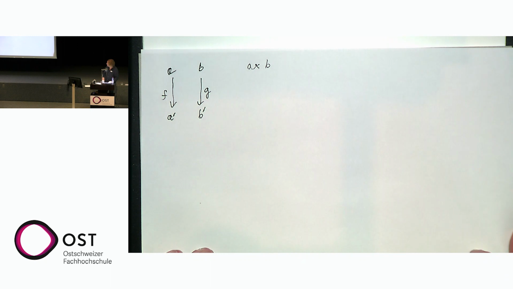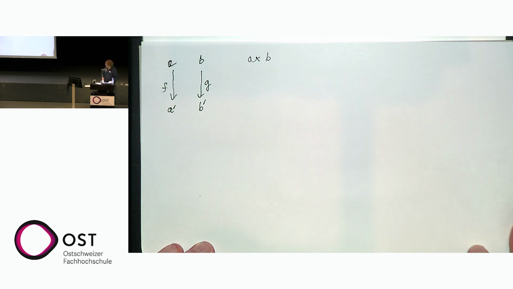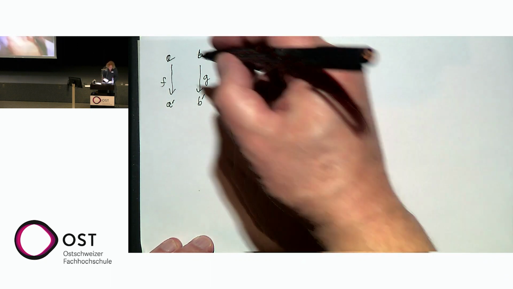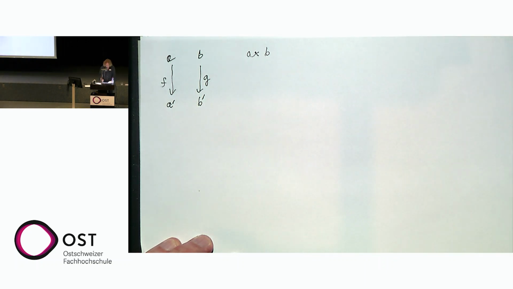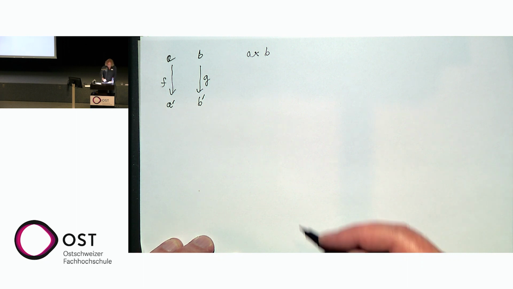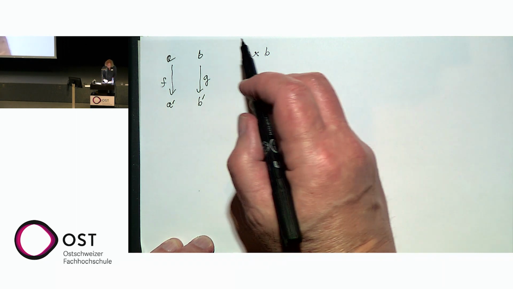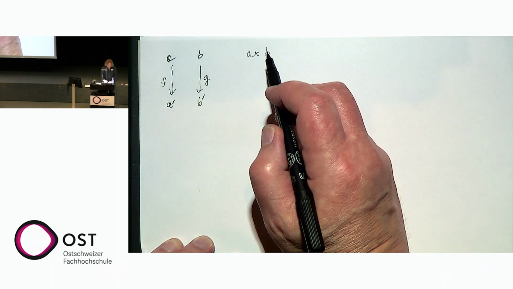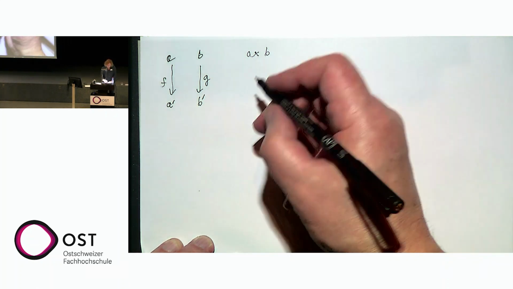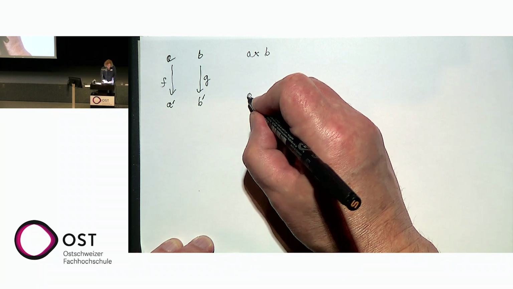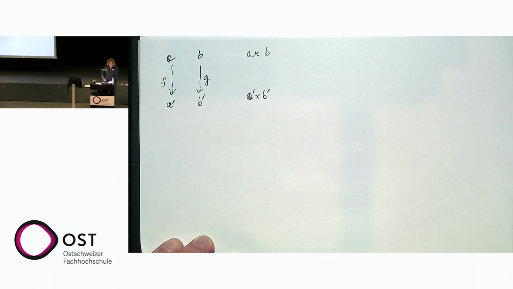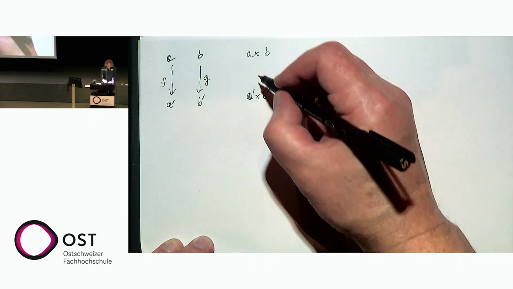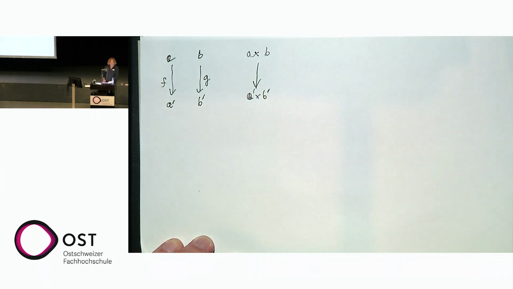Maybe I should draw a line here. So the pair AB is mapped into A cross B, and pair A prime B prime will be mapped, of course, to A prime cross B prime, the product of these two, right? So given a pair of functions f and g, can I find a function that would map their product?